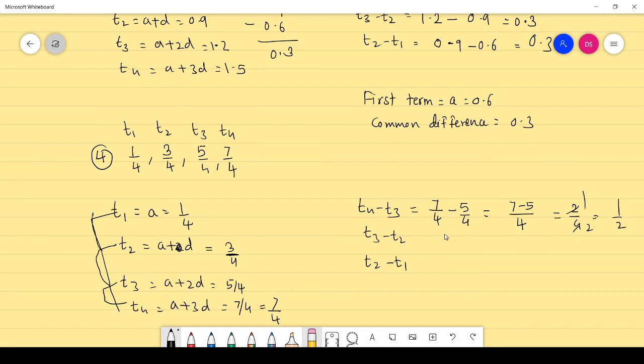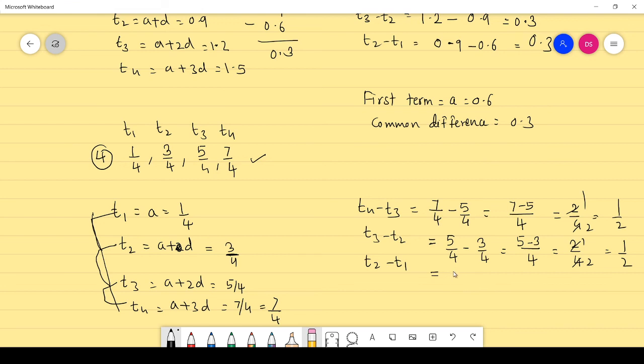Let's check it in the second step. What is T3? That is 5 by 4. Minus T2, which is 3 by 4. The denominators are the same, so take them common, and the numerators get subtracted. 5 minus 3 is 2. So 2 by 4. Again, we got the common difference equal to 1 by 2. Here also you will get the same thing, because it is the easiest. I told you, it is the easiest example, though it looks like fractions or division of two numbers, right?